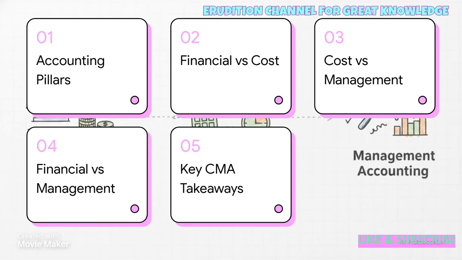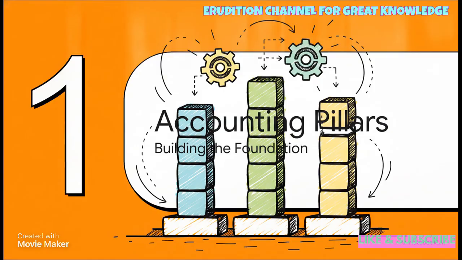Here is our game plan for today. We're covering the 3 accounting pillars, followed by some head-to-head matchups: financial versus cost versus management, and financial versus management. And finally, we'll wrap it all up with your key exam takeaways. Okay, Section 1, the 3 accounting pillars. Let's start with the absolute basics.